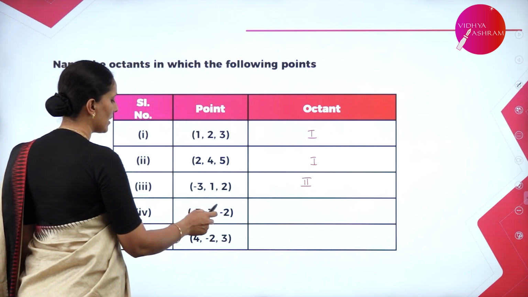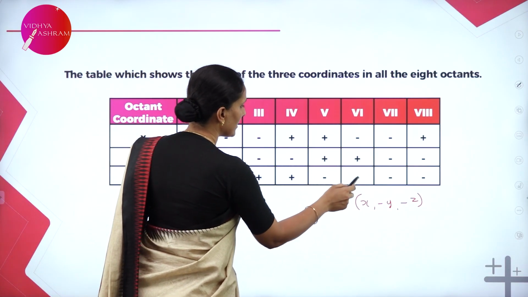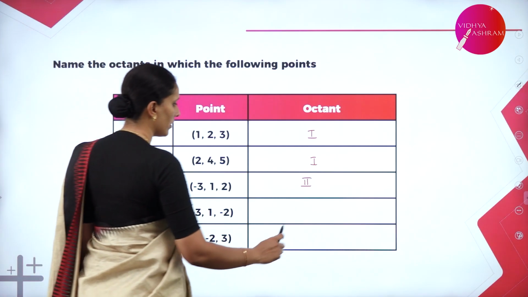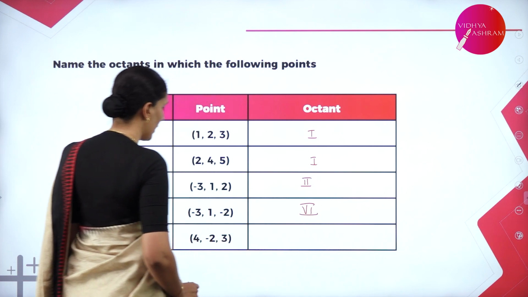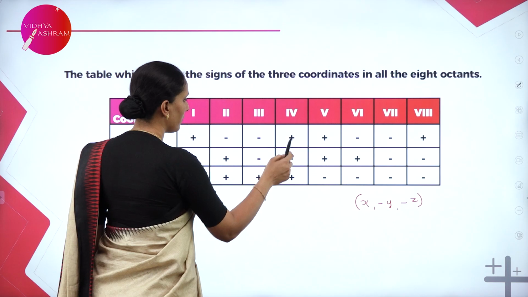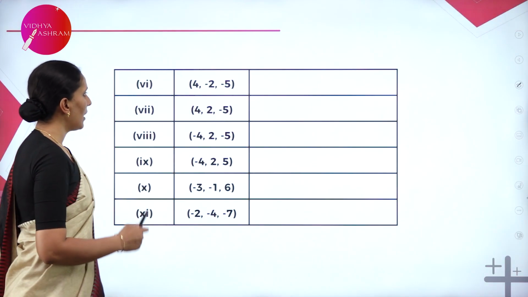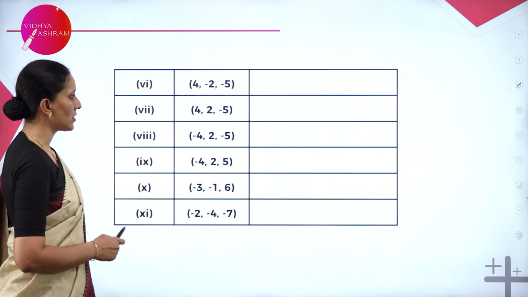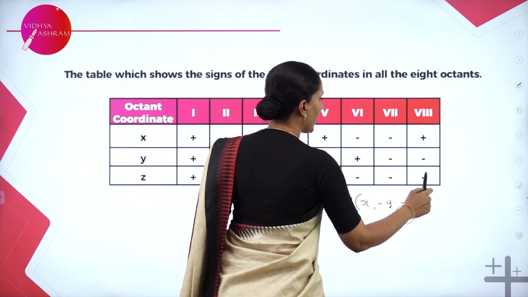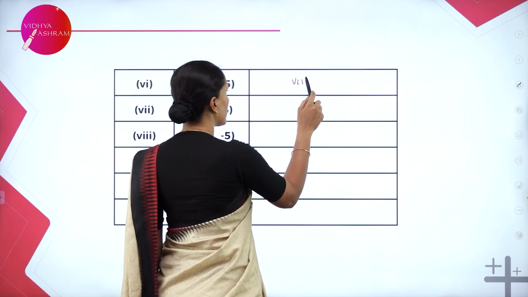Next we have x and z as negative, and y is positive. So it lies in the sixth octant. Next we have y negative, x and z positive, so it is the fourth octant. Similarly, we have 4, minus 2, minus 5. x is positive, y and z are negative, which means the 8th octant. So here we write 8.